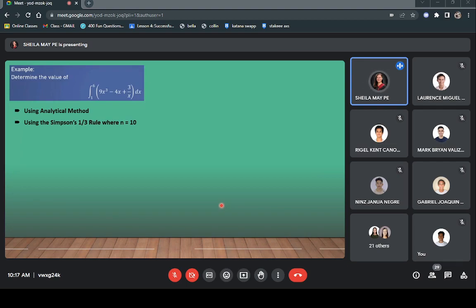Determine the value of the definite integral I used earlier, 9x cubed minus 4x plus 3 over x dx, from limit 1 to 6. We need to use both the analytical method and Simpson's one-third rule where n equals 10. The analytical method is the same as for the trapezoidal rule, because we are just following the basic rules of integration.